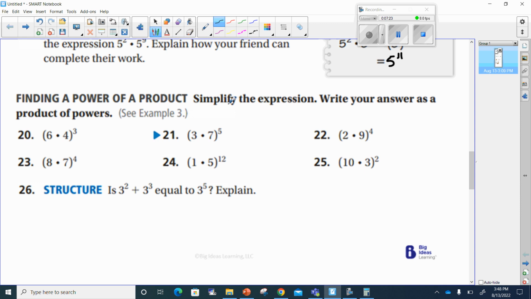Find a product of power. Simplify the expression. Write your answer as a product of power. Now, a product of power means we have the power here that's applied to both of these, and it's the same. So all we're going to do is multiply these two numbers together and keep the power the same. So number 20 would be 24 to the 3rd power. Knowing this, we have to realize that when we simplify the expression and it says write your answer as a product of power, this answer then would be 6 times itself 3 times, times 4 multiplied to itself 3 times. You're going to see here how that works out.